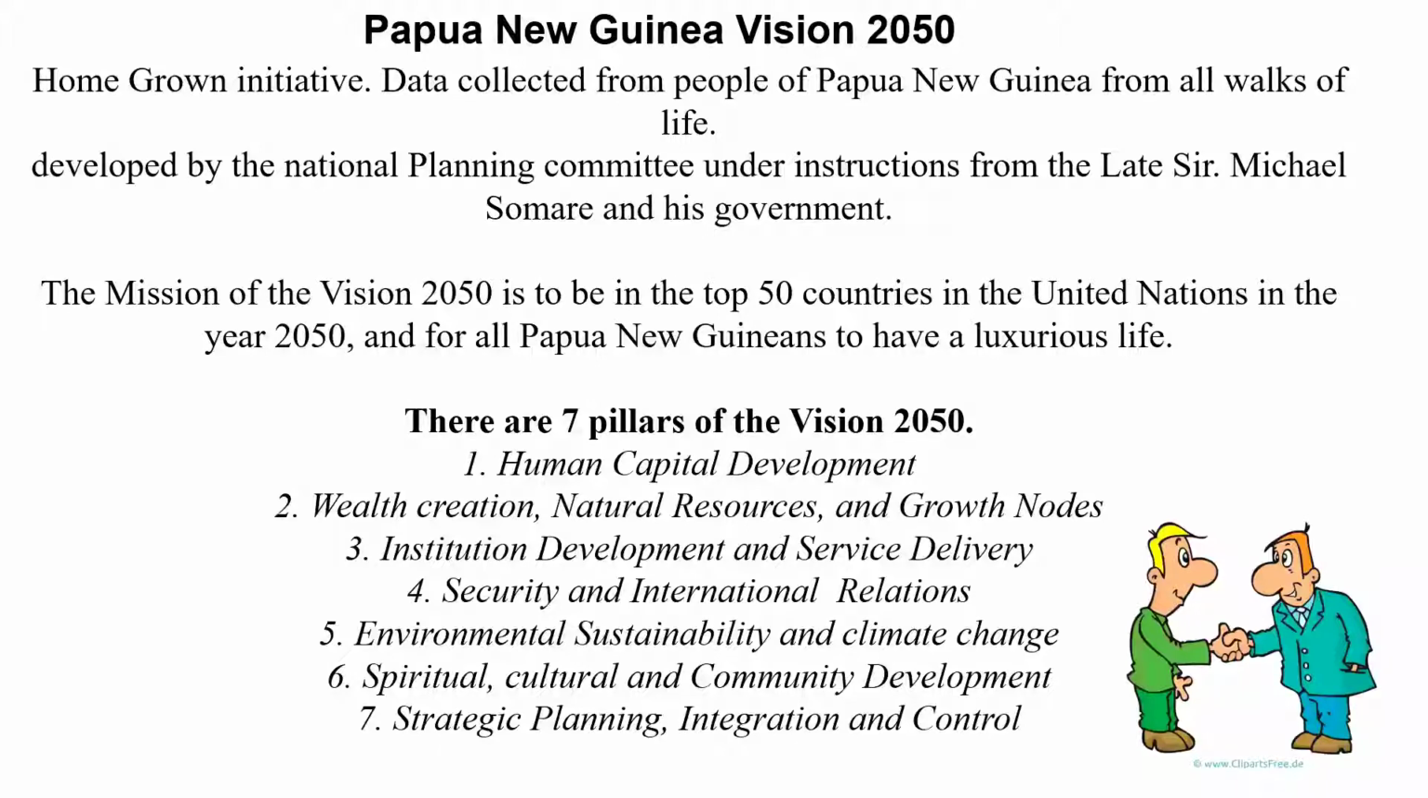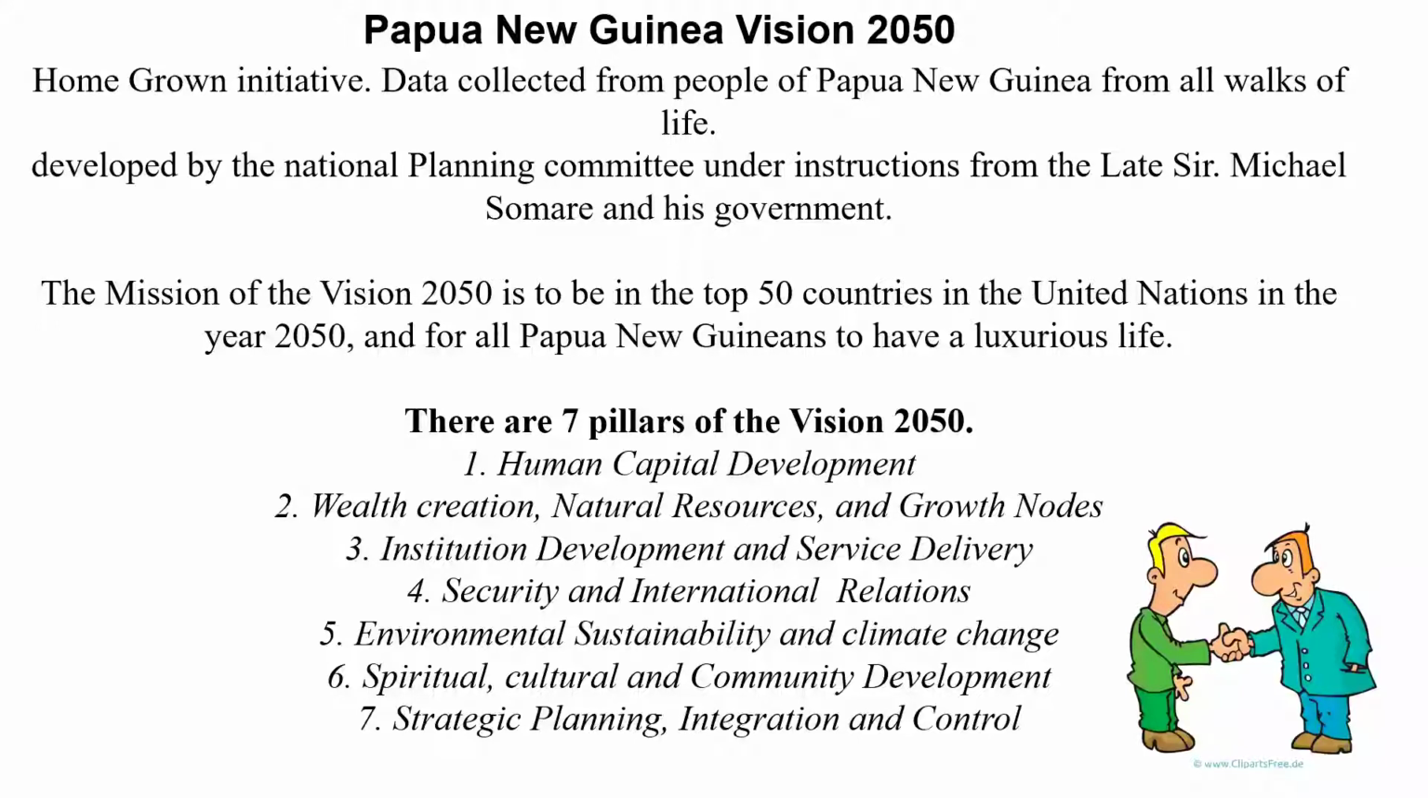Number 2, wealth creation, natural resources, and growth nodes. This means to ensure that all natural resources are used considerably to sustainably develop the country, to ensure that there is wealth creation in all sectors. Number 3, institutional development and service delivery. One aspect of the 2050 vision that received serious attention is the service delivery to rural parts of our country.